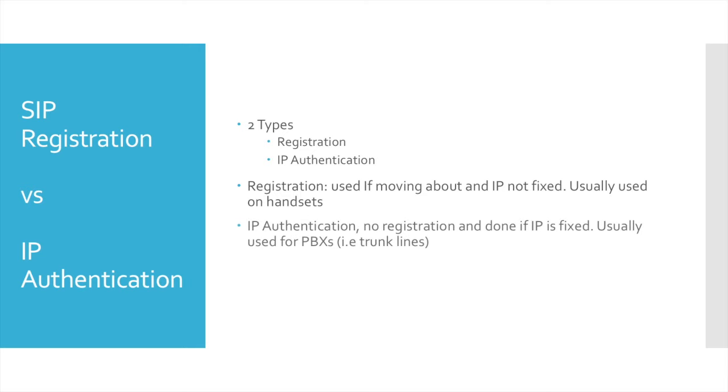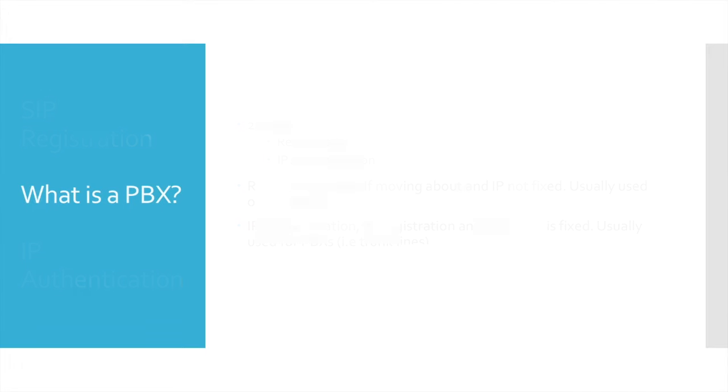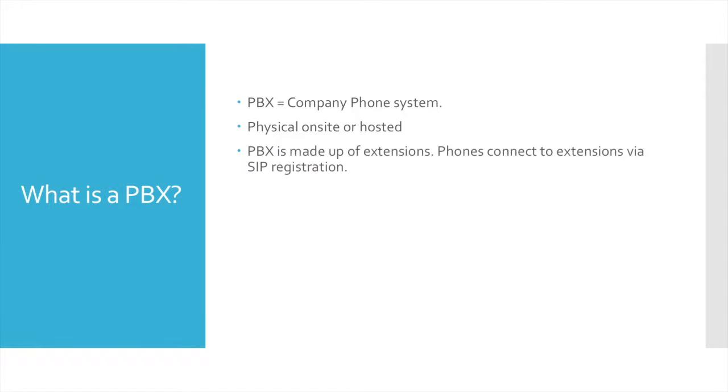IP authentication is done when your IP is fixed and will not change. This is usually done for phone systems. A private branch exchange, also known as a PBX. A PBX is a phone system. It can be dedicated or hosted. A PBX has extensions which are usually user accounts where a SIP device, which can be a desk phone or soft phone, can register to the PBX.